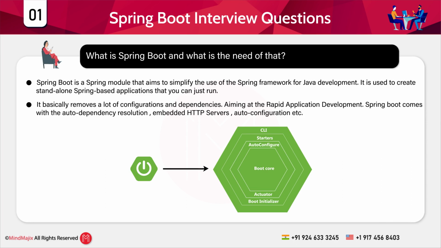So why are most of the companies using Spring Boot? The reason is, first, we no need to bother about a lot of configurations and dependencies, and it simplifies the application development. We call it rapid application development. Spring Boot comes with auto dependency injection. Spring Boot comes with embedded HTTP servers, auto configurations, many features are there.